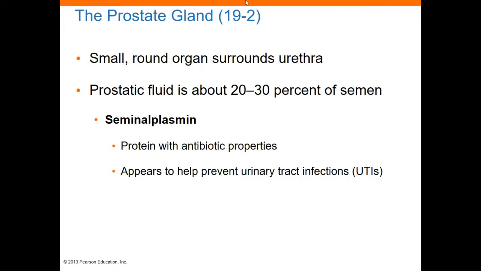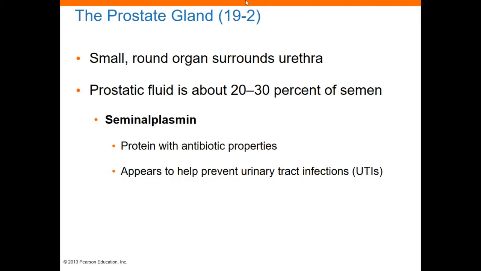The prostate gland forms pretty much the rest of the secretion. The bulbourethral glands, because they're so tiny, contribute just a tiny, tiny amount of fluid in the semen. But the prostate gland produces this prostatic fluid with a protein called seminal plasmin, and it contains antibiotic properties that appear to help prevent UTIs in males.